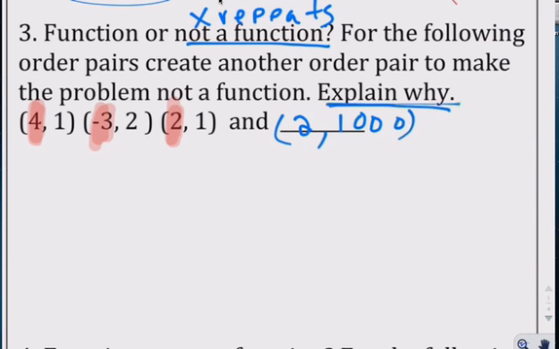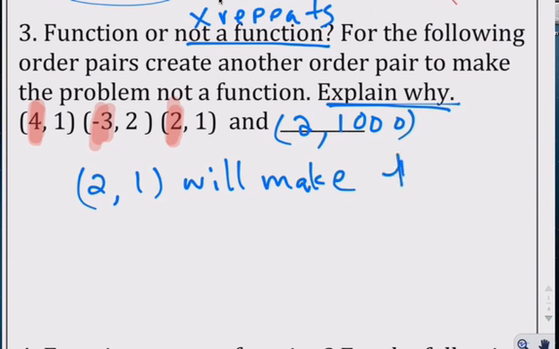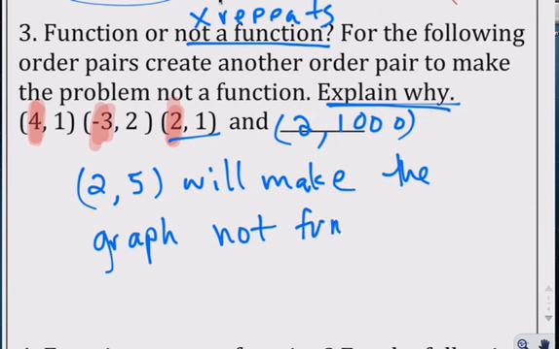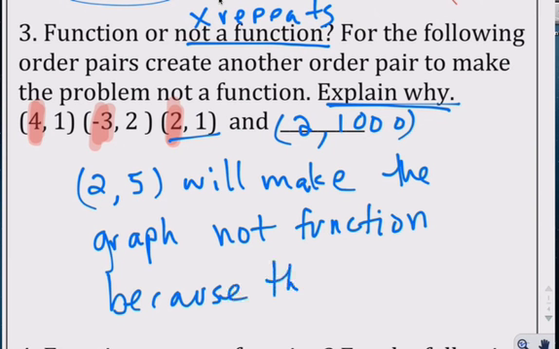Explain why. Okay? That 2 and 1 will make the graph not a function. Well, 2, 1 is already there. Let's say 2, 5. That will make the graph not a function because the domain repeats, or the x repeats. Call it domain repeats. And the line will go through this graph twice.